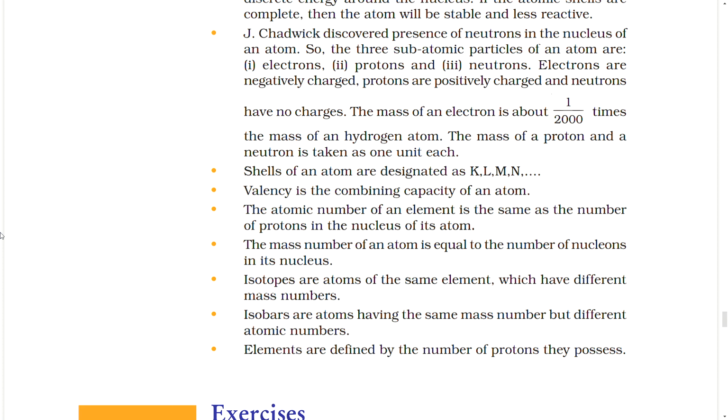Shells of an atom are designated as K, L, M, N. Valency is the combining capacity of an atom. The atomic number of an element is the same as the number of protons in the nucleus of its atom. The mass number of an atom is equal to the number of nucleons in its nucleus. Isotopes are atoms of the same element which have different mass numbers. Isobars are atoms having the same mass number but different atomic numbers.